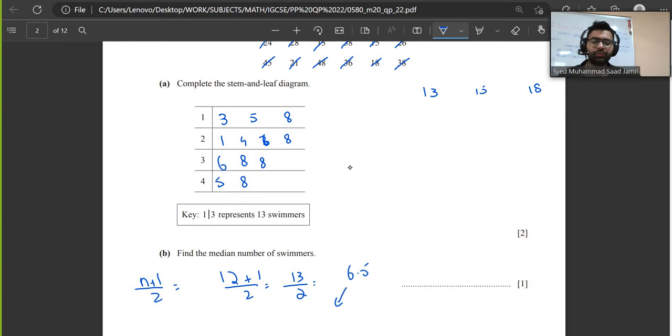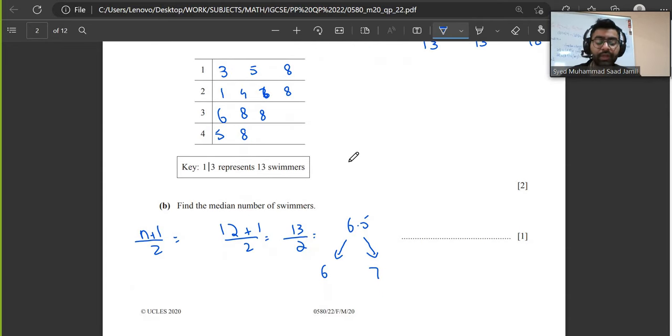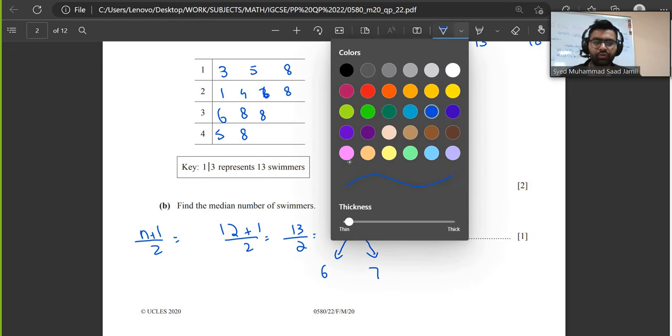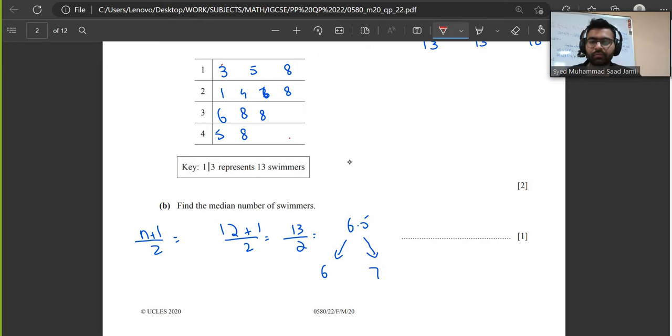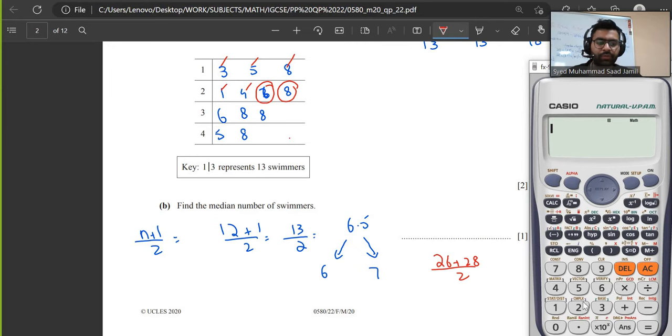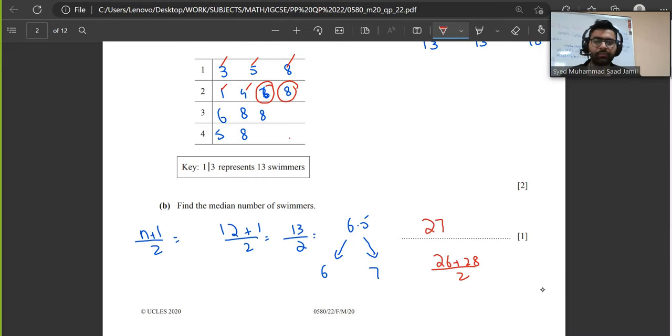So you will choose the 6th number and the 7th number. Please note the 6th and 7th number, and then you will add those two numbers and divide it by 2. So which is the 6th number? 1, 2, 3, 4, 5, 6 and 7. So the 6th number is 26, the 7th number is 28. Add them both up and divide them by 2. So that turns out to be 26 plus 28 divided by 2, that's 27. So your median number of swimmers is 27. Moving on to the next question.